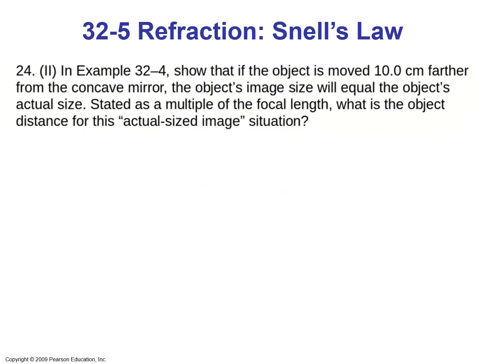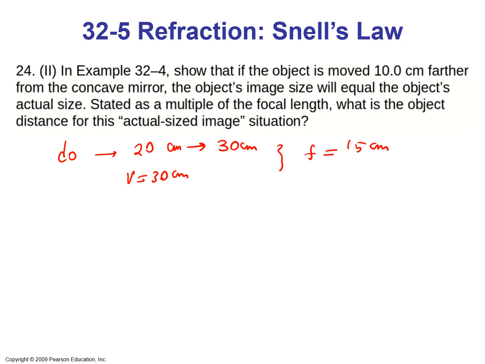Another example, problem number 24 from the book. In example 32-4, show that if the object is moved 10 centimeters farther from the concave mirror, the object's image size will equal the object's actual size. Stated as a multiple of the focal length, what is the object distance of this actual size image situation? When the object distance is changed from 20 centimeters to 30 centimeters, the radius of curvature is still 30 centimeters, right? So the focal distance will be 15 centimeters.